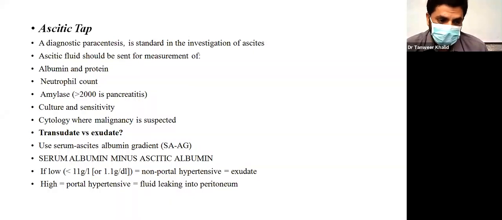3. If this reading is low, that is less than 1.1, then the cause of the ascites is non-portal hypertension, when it is exudate. And if the reading is more than 1.1, or high, then the cause of the ascites is portal hypertension, that is fluid leaking into the peritoneum. So basically, SAG tells us whether the ascites is due to portal or non-portal causes.